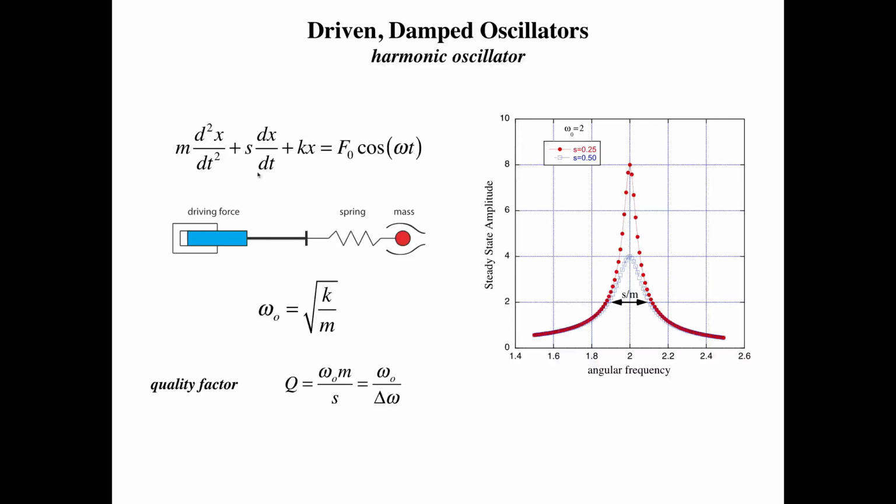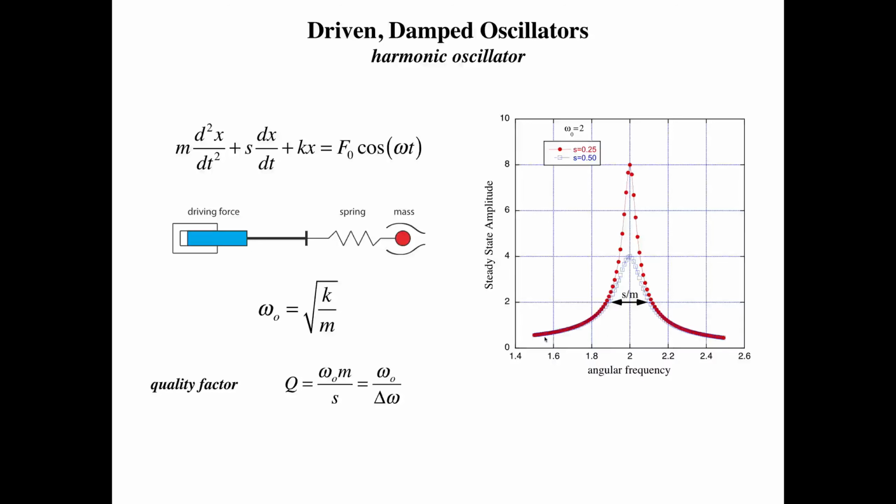Newton's equation leads us to the following differential equation: mass times acceleration plus the damping force with damping parameter S plus the restoring force of the spring is equal to the driving force. The natural frequency of a harmonic oscillator is the square root of K over M. If we look at the steady state amplitude this system achieves as a function of the driving frequency, we see the following resonance curve.